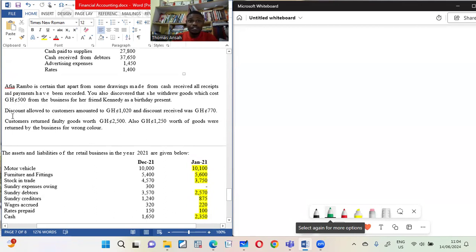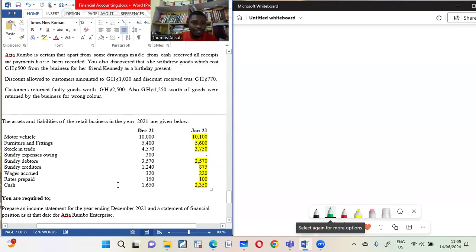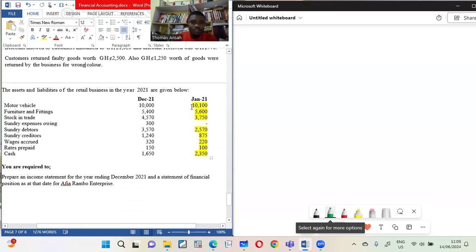So the ladies, you see, Afia gives a birthday present. Please, the ladies also give a birthday present to Kennedy. Discount allowed is this, and discount received is also 770. A customer made a return of goods worth 2,500, so this is like sales returns. And 1,250 worth of goods were returned by the business, so that is like purchases returned outwards. So we have the assets and the liabilities given to us. The opening ones are here, and the closing ones are here.